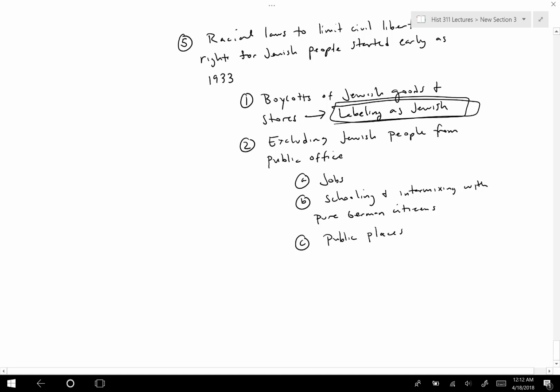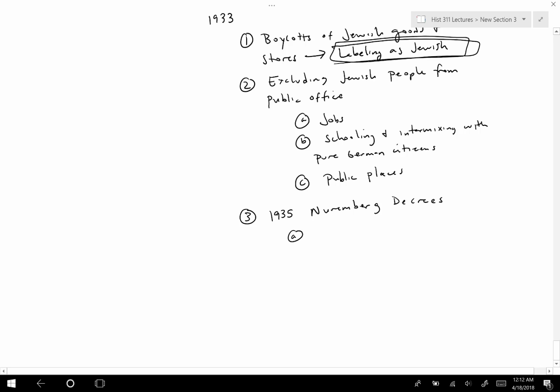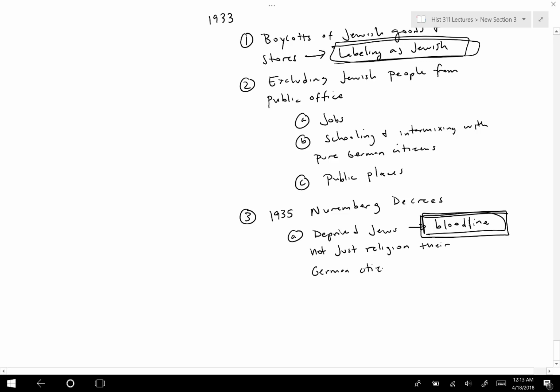Then in 1935 you had the Nuremberg decrees, and this was even more specific. It deprived Jews based on bloodline, right? So it wasn't just, which is important, not just religion, but as a whole race, right? Not their German citizenship. So you start off with these things, and now they were no longer considered German citizens.